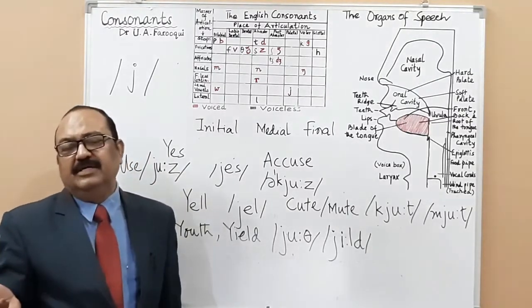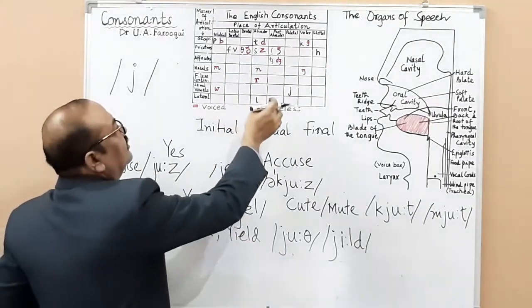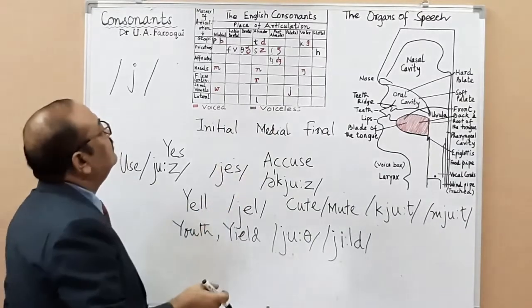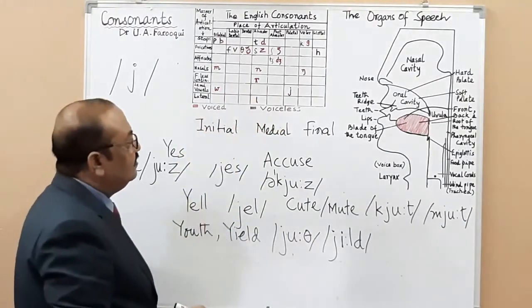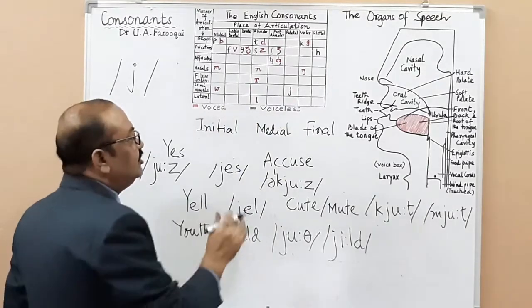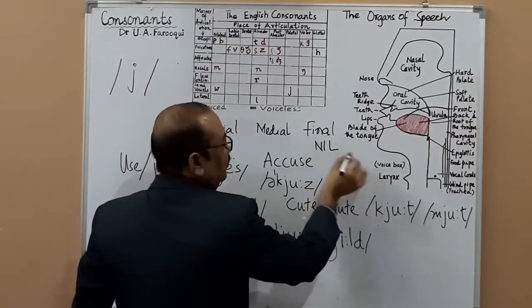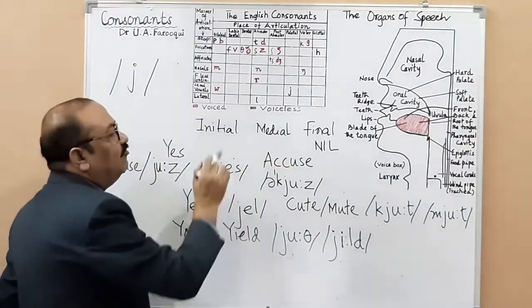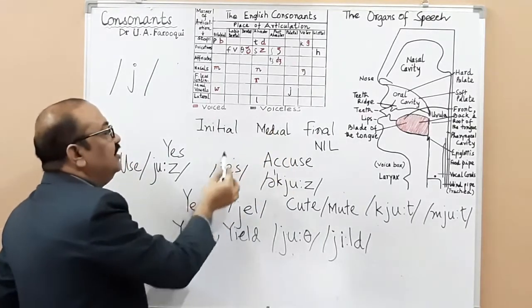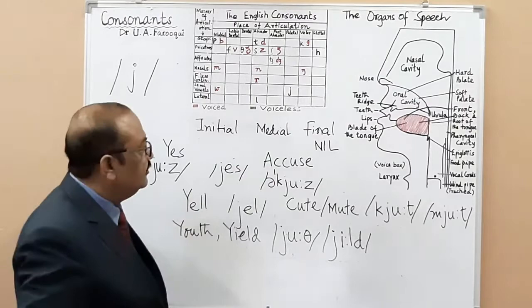So, same as with the w sound, it also does not occur finally. So the final position is nil. Finally, you do not have words with this. We have words with the y sound only in the initial and medial positions, not in the final position. Is it okay?